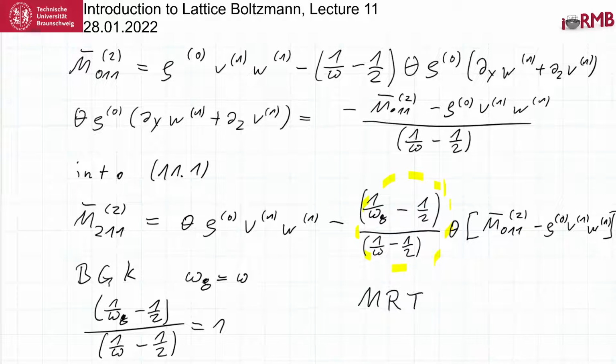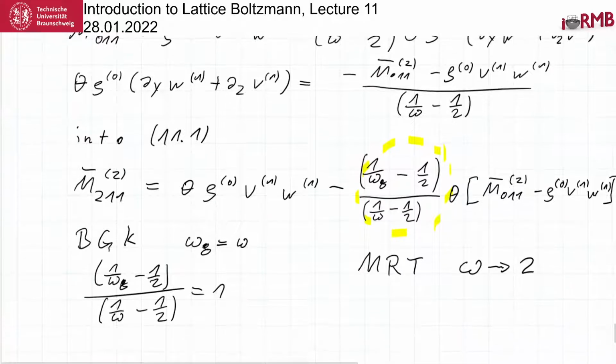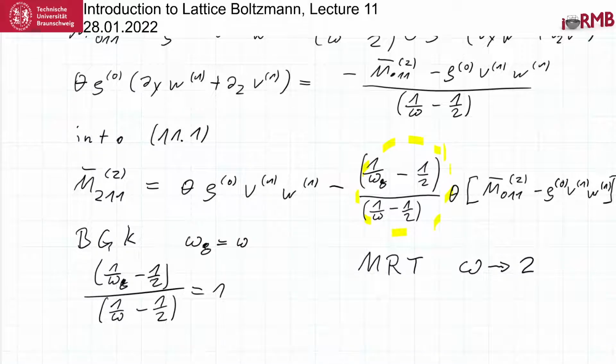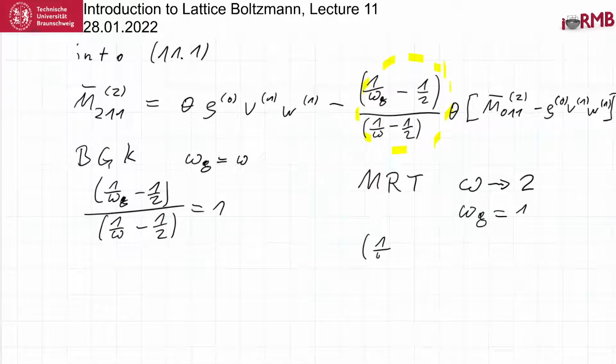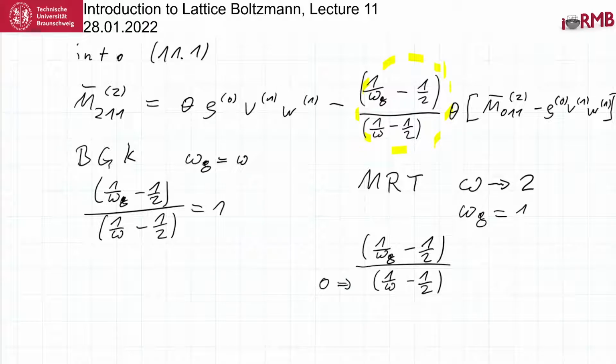So what happens in BGK, in MRT? In MRT, we want to have omega close to 2 in order to have a low viscosity. Yeah, for low viscosity, high Reynolds number, efficient simulation, we want to go omega closer to 2. And we said we specify omega g as equal to 1. That means that there's 1 over omega minus 1/2 divided by 1 over omega minus 1/2. So this guy here goes to 0. This means that the entire thing goes to infinity.